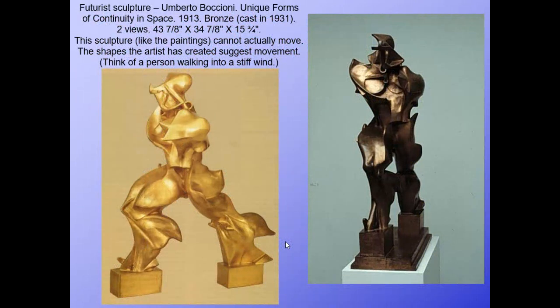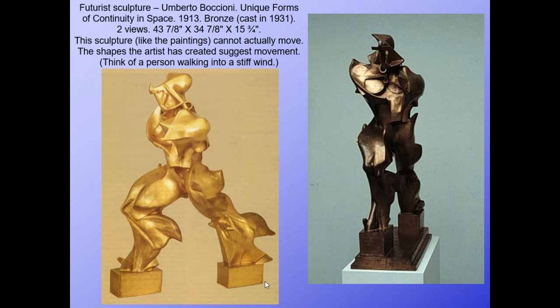Another piece by Boccioni, and in fact it's 2 different castings of the same sculpture, which is why the color is a little different in these 2. But what you're seeing on the left is a profile view, and on the right is a head-on view of a cast metal sculpture that Boccioni made that forms of continuity in space. And it's meant to really look like a person walking probably very quickly or into a stiff wind.